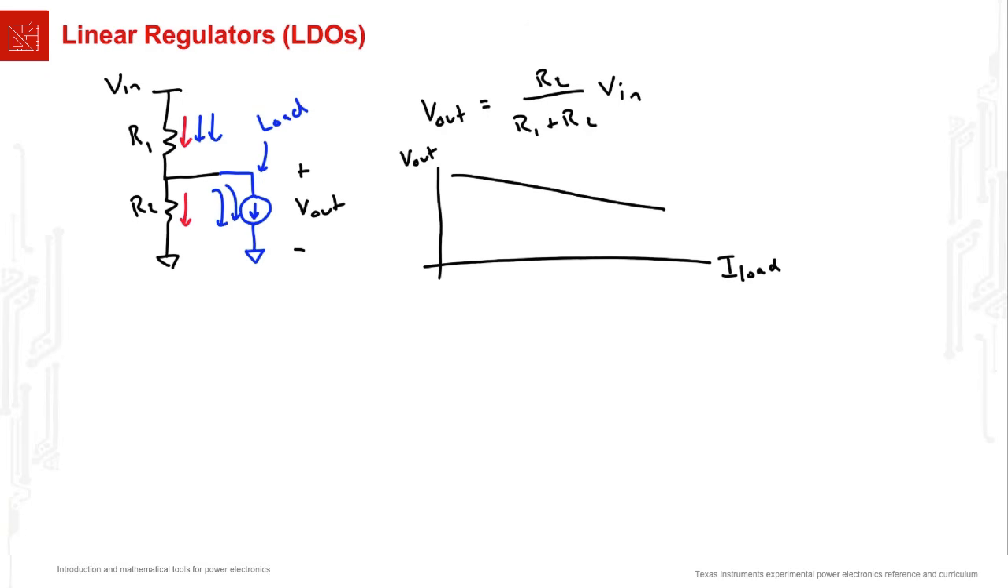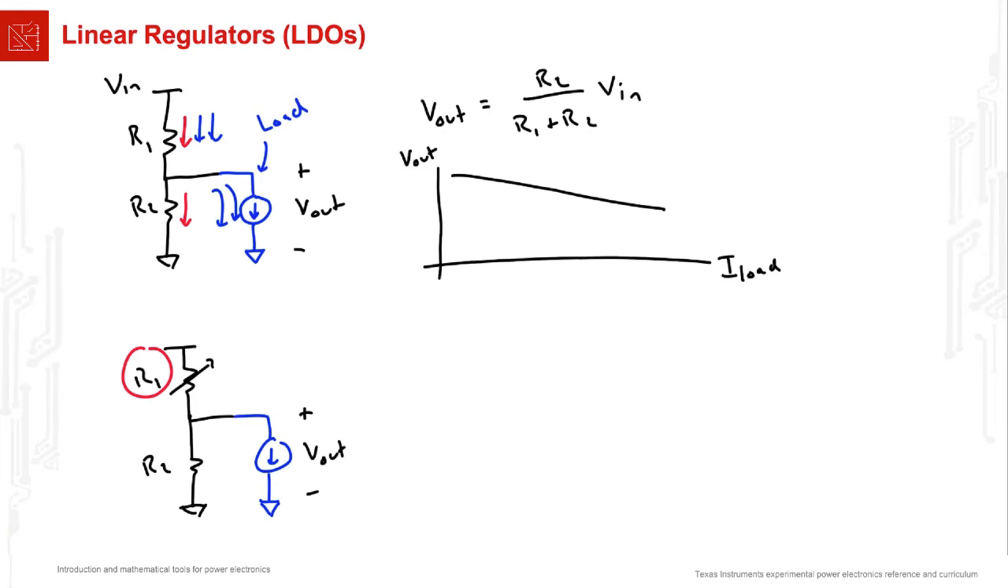The solution, of course, to this is to have one or more of your resistors be variable. So if, for example, my top resistor becomes a variable resistor, R1 and R2, then no matter what load I hang off of this, I can always adjust R1 to be whatever it needs to be to make sure that the output voltage stays at its target value. This is exactly the concept behind a linear regulator.